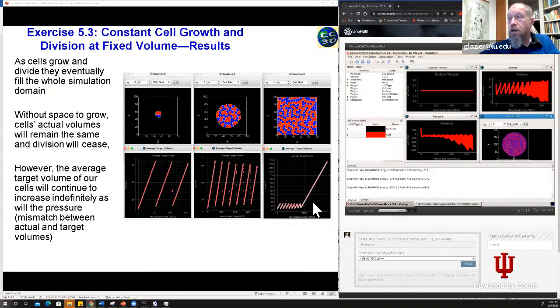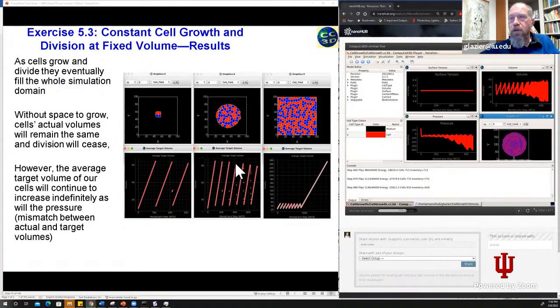we would see that the average volume of the cells would keep going up, but there are no cell divisions because there's no room for the cells to grow, and therefore the cells never actually reach a target volume, an actual volume of 50. And so the system gets stuck.